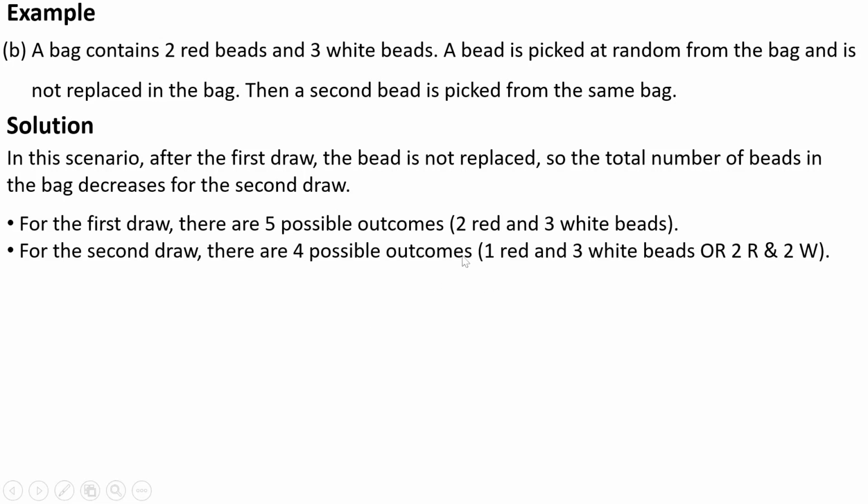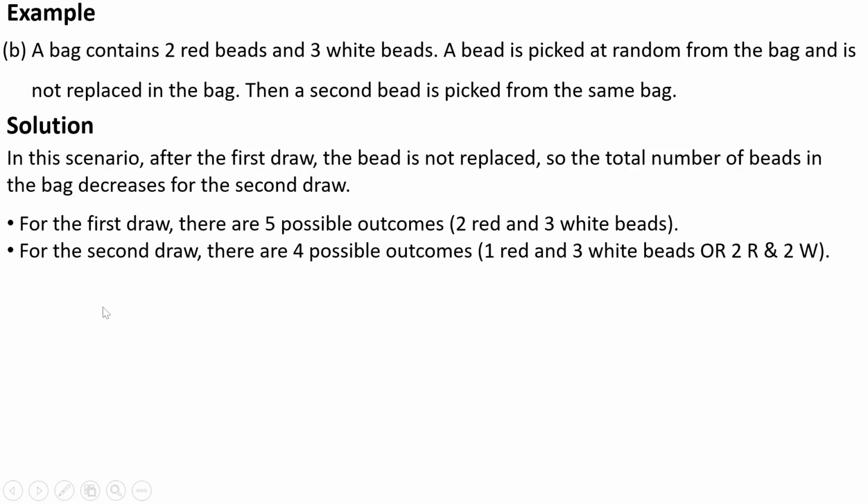Because if you picked 1 red bead and did not replace it, since the total was 5, then the total number of possible outcomes would reduce to 4. Then we are saying 2 red and 2 white. It means that in a scenario where the bead that was picked the first time and not replaced was white, then the number of white beads would reduce to what? To 2, while the number of red beads remains 4. But when we add 2 plus 2, it will still be 4 beads.